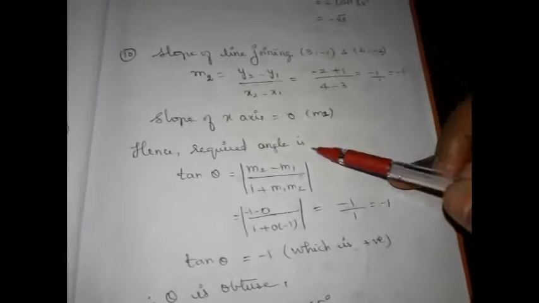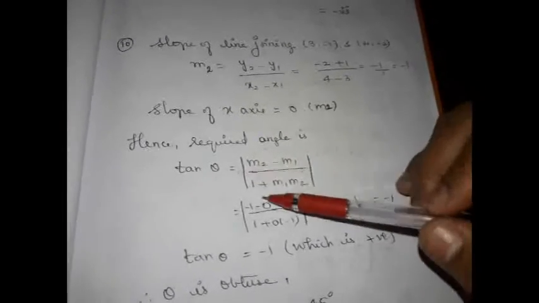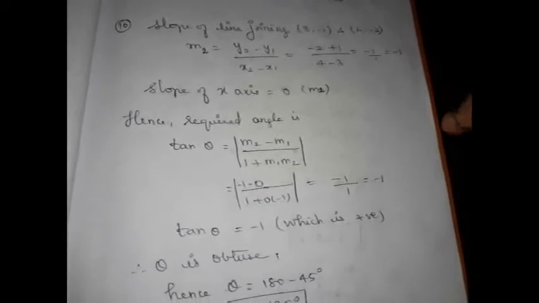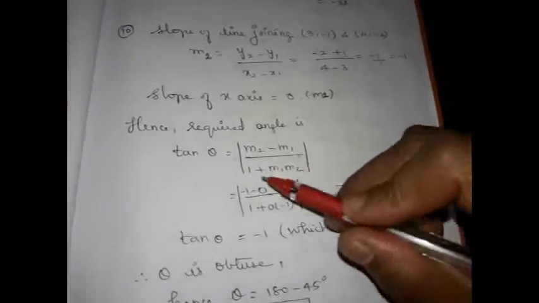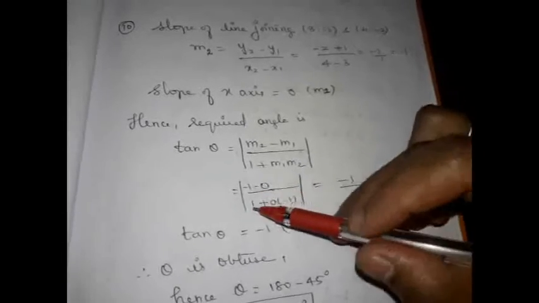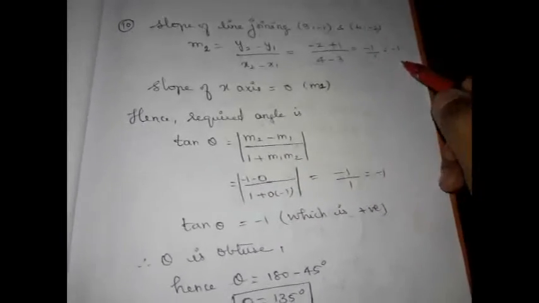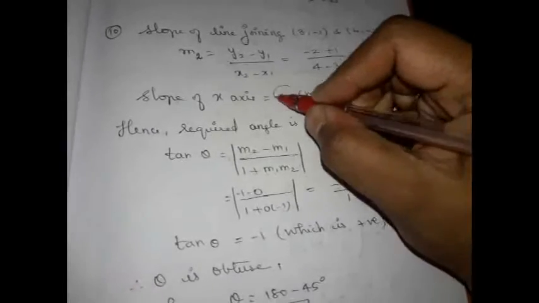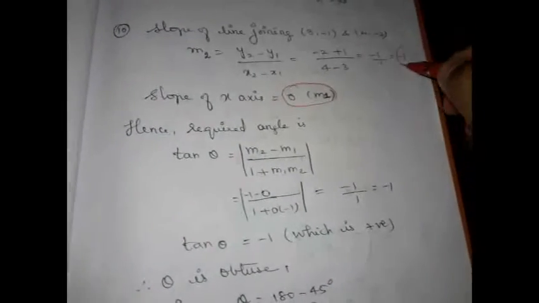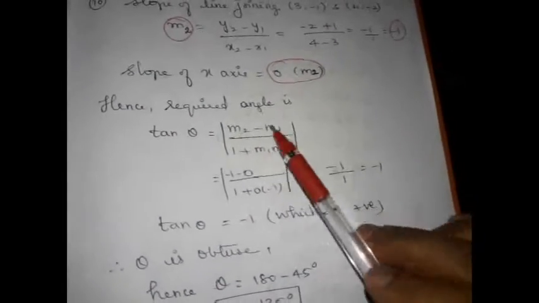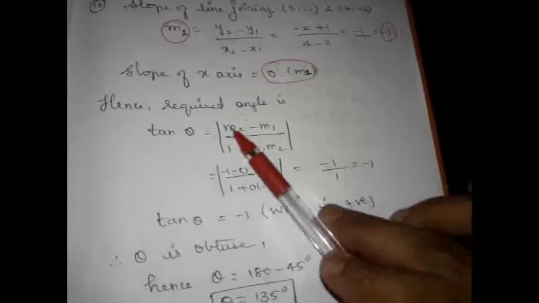So what is our required angle? Tan theta is equal to modulus of (m2 minus m1) divided by (1 plus m1 m2). What is your m2? Minus 1 minus 0 divided by 1 plus m1, which is 0, into m2, which is minus 1. Right? m1 is 0 and m2 is minus 1. So after substituting, we got the value as minus 1, which means this value (m2 minus m1) divided by (1 plus m1 m2) is negative.